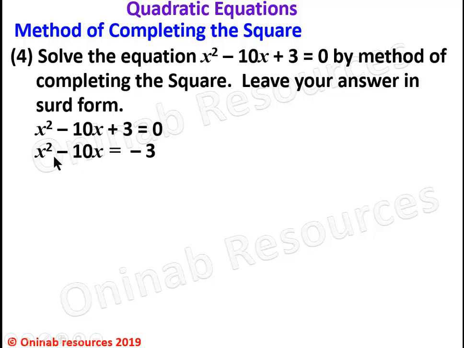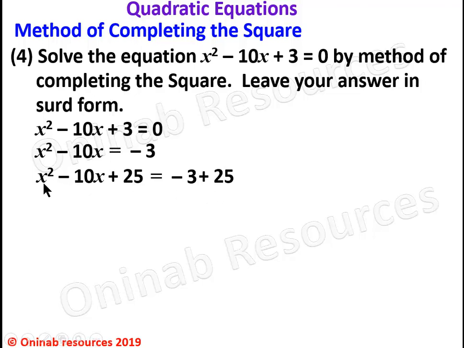Then the next thing is to make the left hand side a perfect square. So to make it a perfect square, we take the coefficient of x, which is negative 10, divide it by 2, that gives negative 5, square it, which gives 25. So we're adding 25 to the left hand side and also to the right hand side. So we have x squared minus 10x plus 25 is equal to negative 3 plus 25.